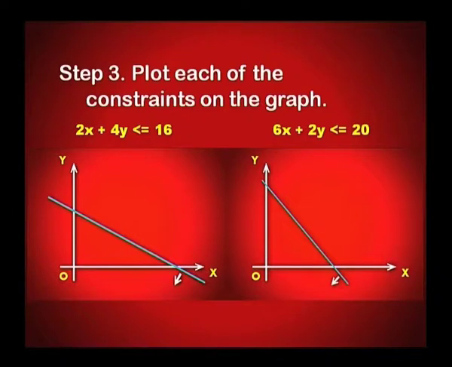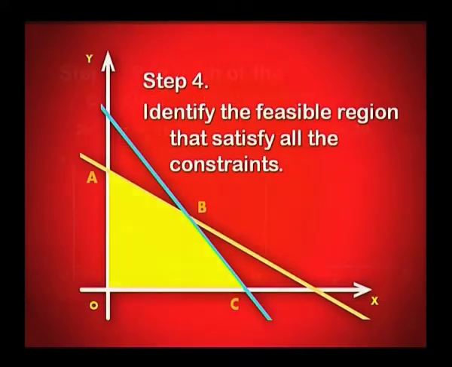Step 3, plot each of the constraints on the graph: 2x plus 4y less than or equal to 16 and 6x plus 2y less than or equal to 20. Here in these pictures, the blue line represents the equation and the arrow represents the less than sign. In step 4, we identify the feasible region that satisfies all the constraints.